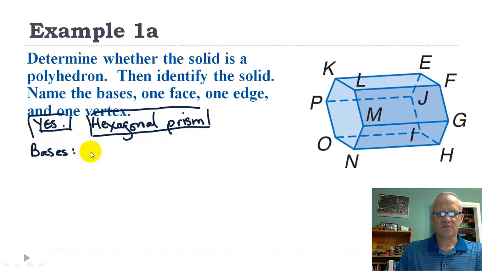So one base is K, L, M, N, O, P. I go K, L, M, N, O, P in order. Again, if I wanted to, I could go P, K, L, M, N, O, but it has to go in order. You can't just jump around. K, O, L, M, P. Can't do that. Okay, so one of those bases is that, and then the other base is over here.